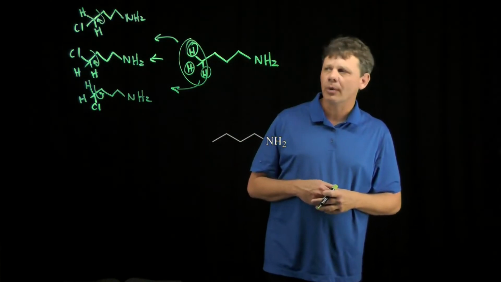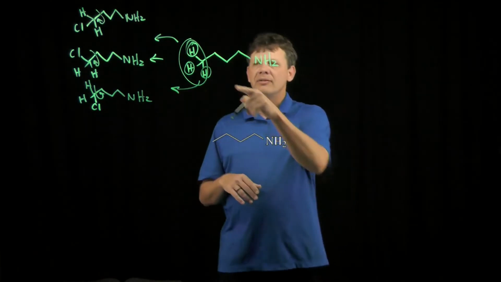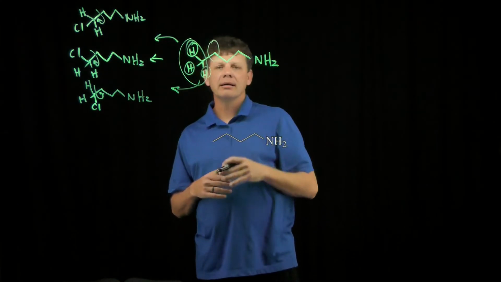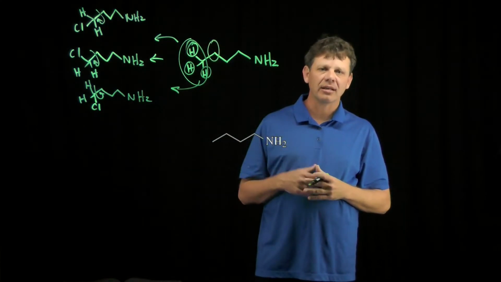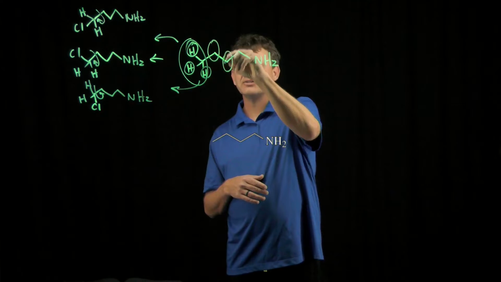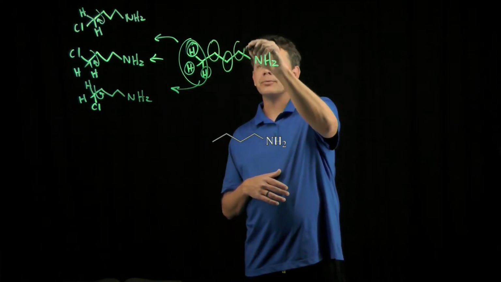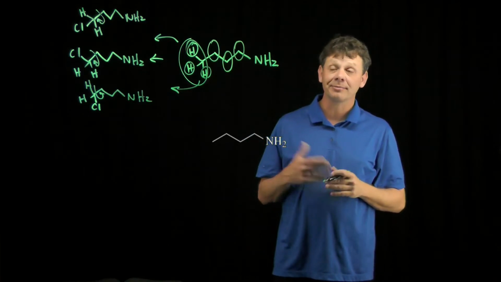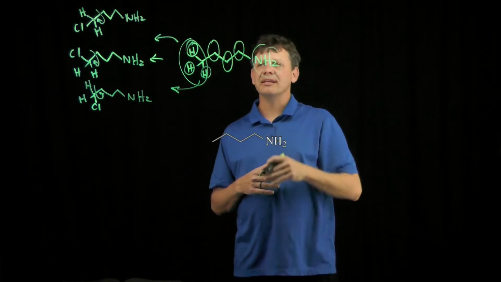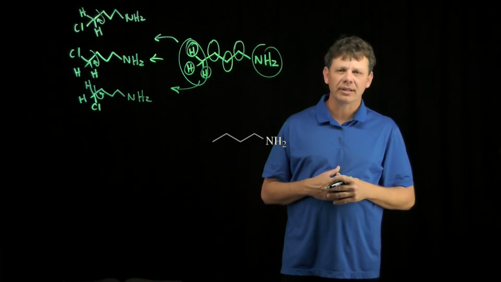We won't do this for the rest of them, but what I'll tell you is that we would get a CH2 as a set of equivalent hydrogens, this CH2 as another set of equivalent hydrogens, this CH2 as a set of equivalent hydrogens, and the NH2 as the fifth set of equivalent hydrogens.